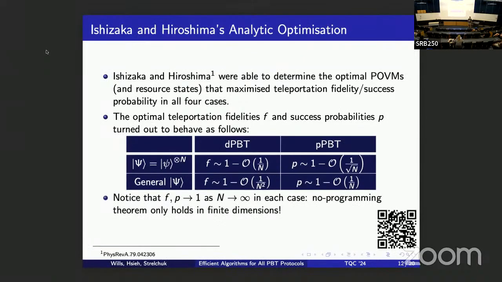The other thing to notice is that as n, so the number of ports, goes to infinity, both F and P go to 1. So in the limit of n to infinity, we're doing the thing that I said wasn't allowed in finite dimensions. So we're doing port-based teleportation faithfully and deterministically. And of course, that's okay because no programming only holds in finite dimensions, and n to infinity means we're going to infinite dimensions or approaching infinite dimensions.